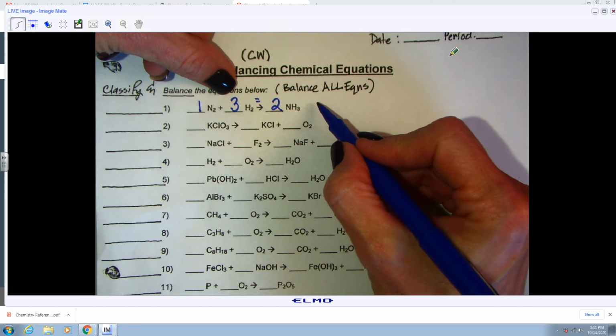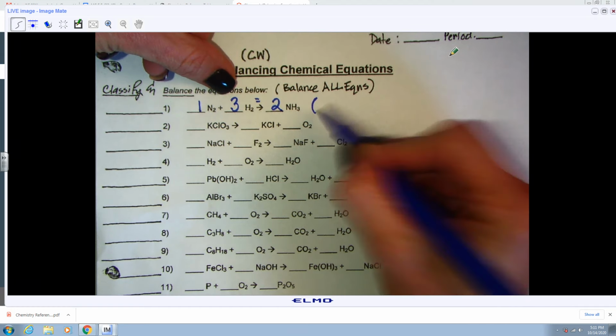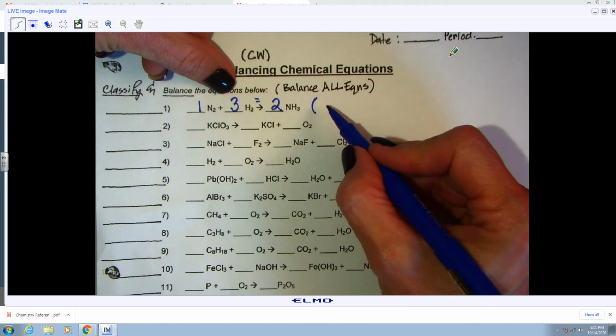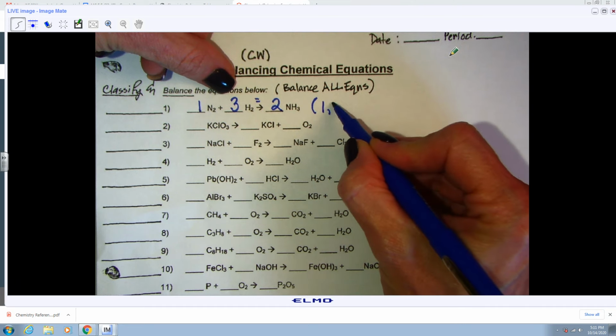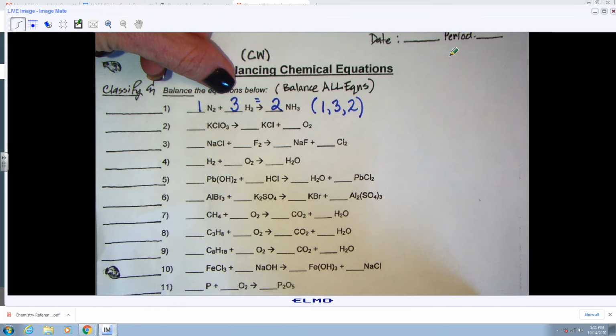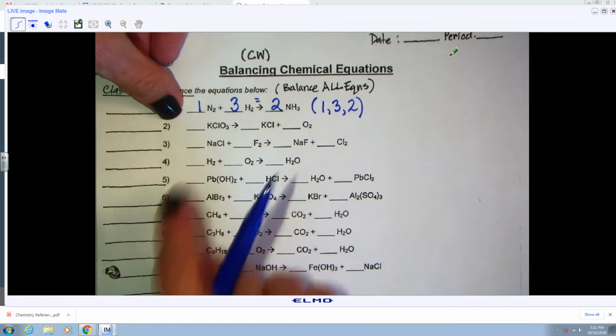So this equation is balanced, and so when you're finished, one thing I always want y'all to do is come to the right-hand side of your equation and put all the coefficients in parentheses separated by commas. So 1, 3, 2 would be how you would show your answer. All right, let's look at number 2.